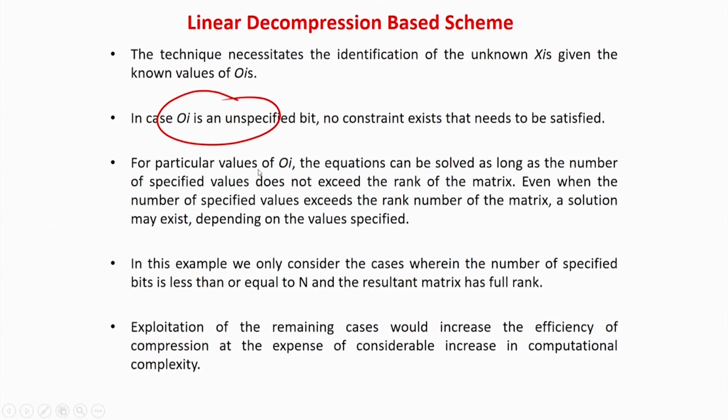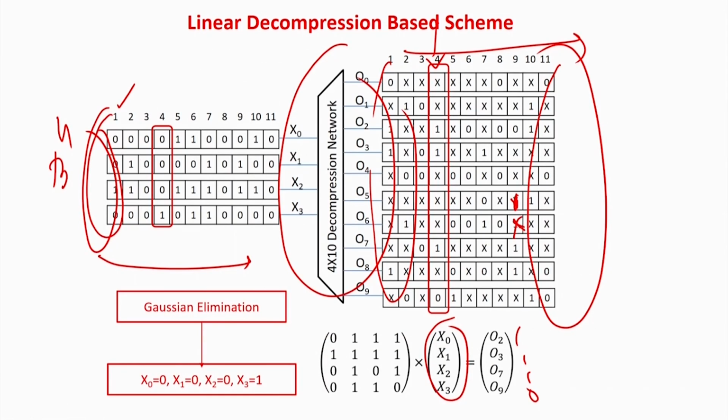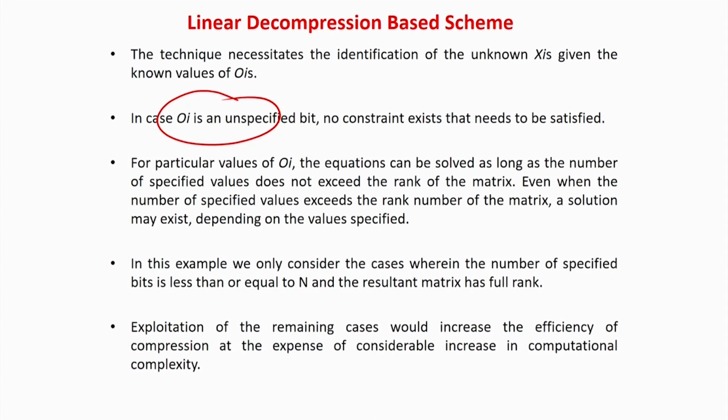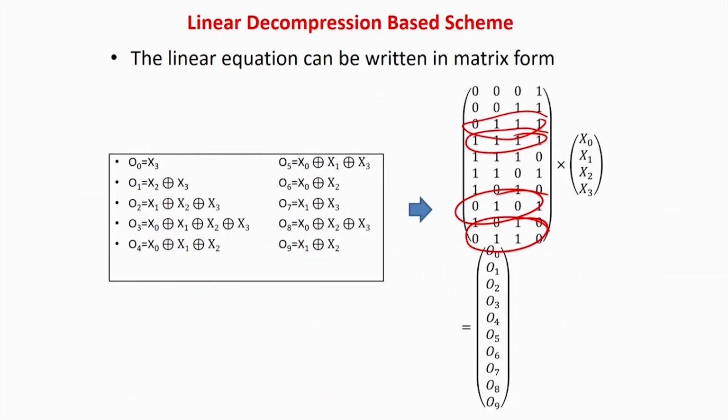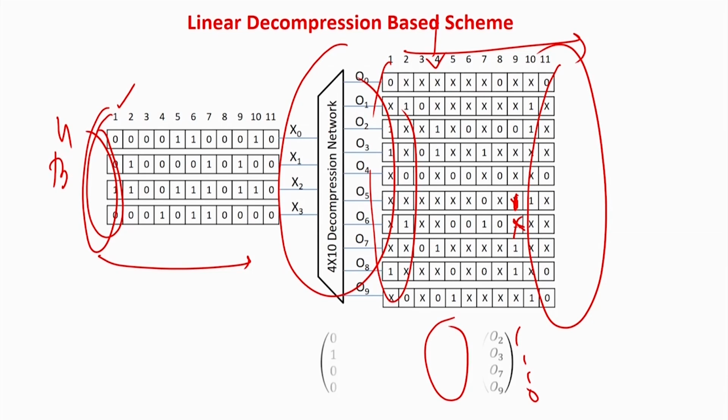For particular values of oi's, the equation can be solved as long as the number of specified values does not exceed the rank of the matrix. So what is the rank of the matrix? This, as I told, is more theoretical. So basically in a broad sense, the rank of a matrix means how many independent column relations you can form. So in this example, this is a full rank matrix. That means none of the columns in this matrix are dependent on any other.